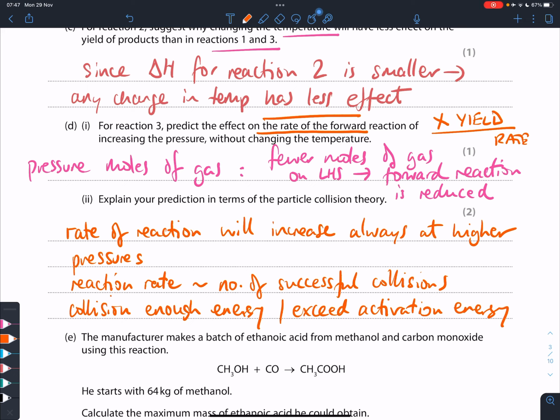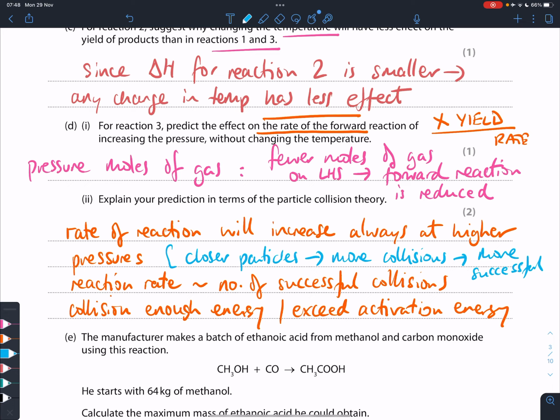So when you've got high pressure, you've got closer particles. If you've got closer particles, you've got more collisions. If you've got more collisions, you'll have more successful collisions. More collisions with enough energy. Right.